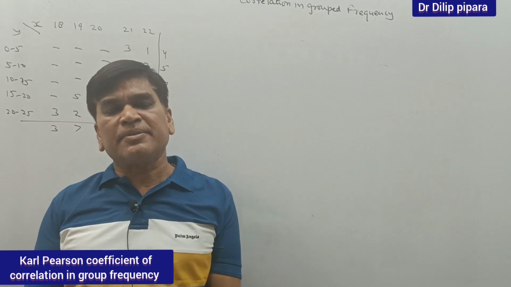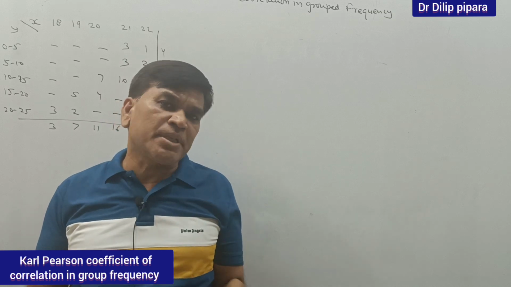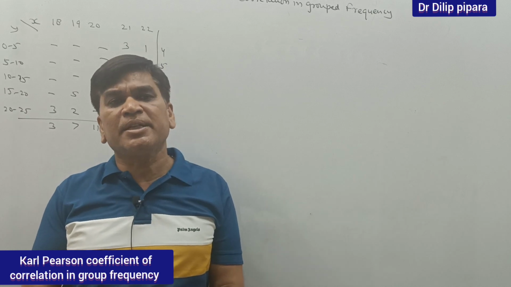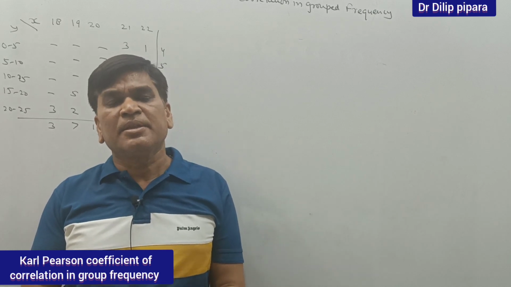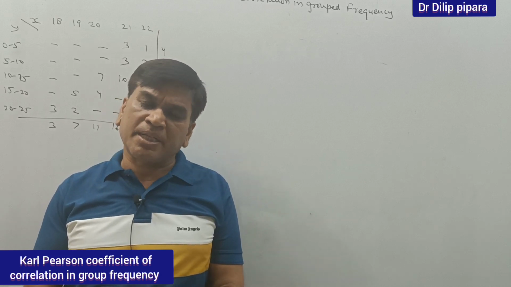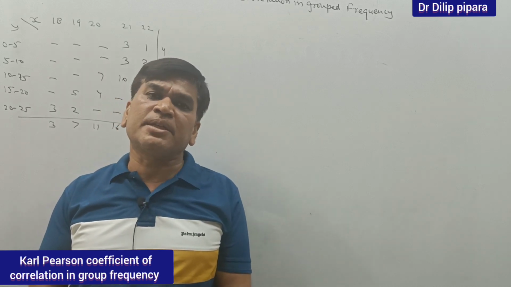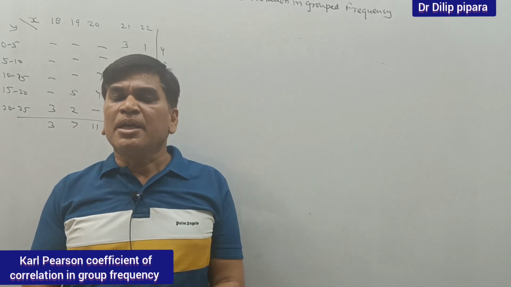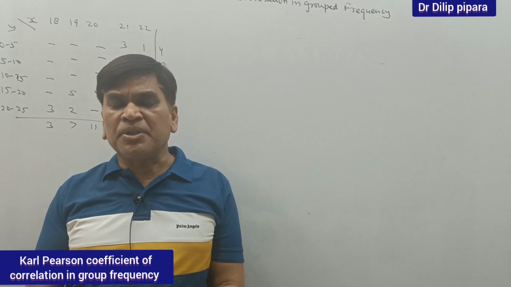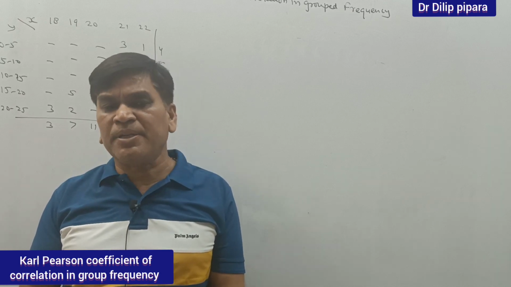In the last video on correlation, we discussed how to correct the correlation coefficient if there is some mistake. We discussed a problem which had two misreads in the X and Y series and we solved it. In today's video we will take another problem on the coefficient of correlation by the Pearson method in a grouped frequency distribution. In the case of a continuous series, if we have to calculate the coefficient of correlation, there is a different formula.